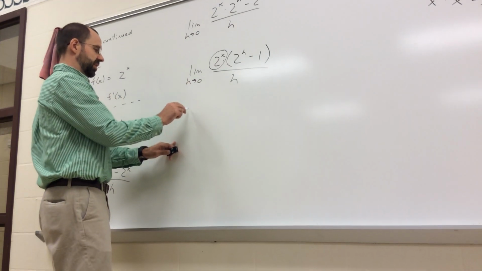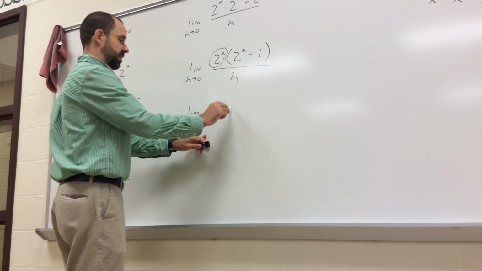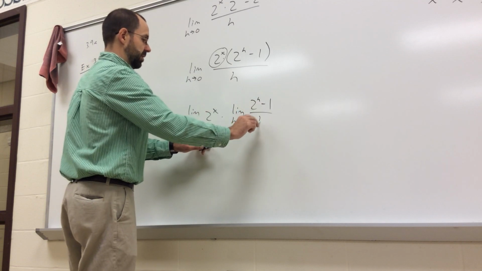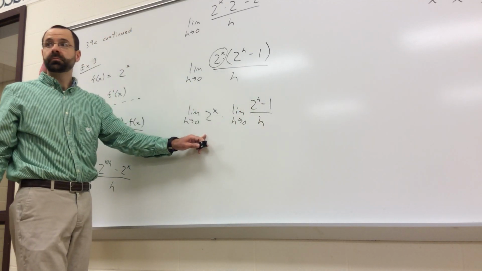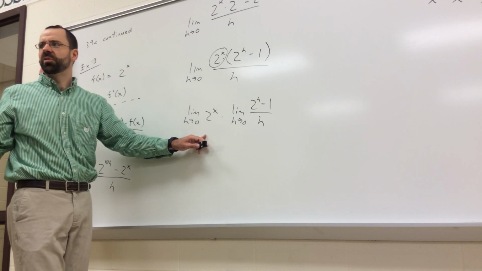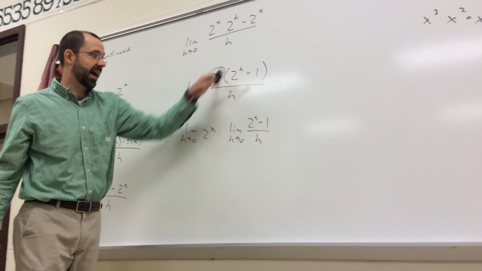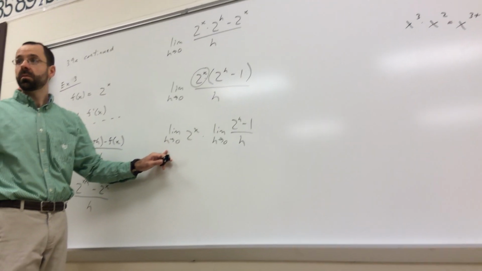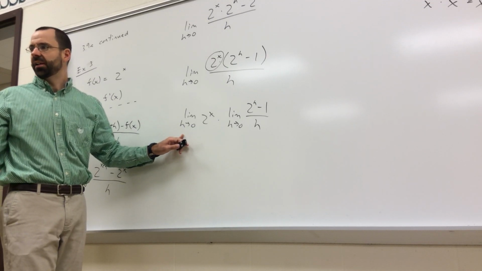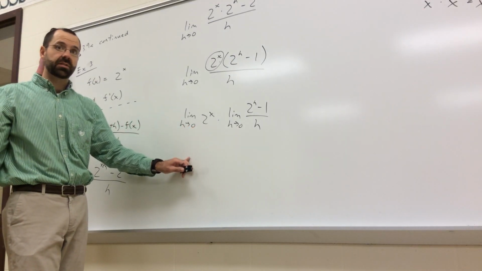I guess maybe I better write that step down. I'm taking the limit of the 2 to the x times the limit of the 2 to the h minus 1 over h. So limit laws distribute to multiplication. That's what I'm doing there. The limit of that times the limit of that. And then I was kind of talking ahead and talking about the fact that the limit of this constant is just the 2 to the x.